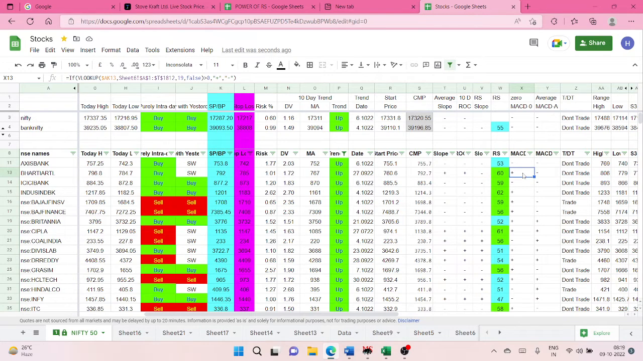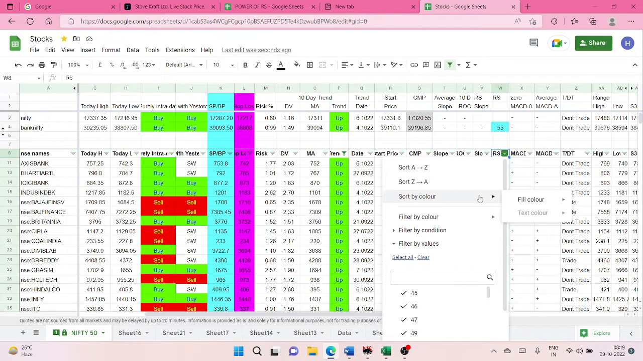MACD is positive on the slope, and you can see the MACD average, MACD above the zero line, but MACD is below the average. So we will filter certain ones by the mode of color. The RS colors are also there, so we can straight away click on the RS. Above 55 RS is green color, so we would like to see the stocks which are green, so we click on the filter of the color and then we keep only the green.